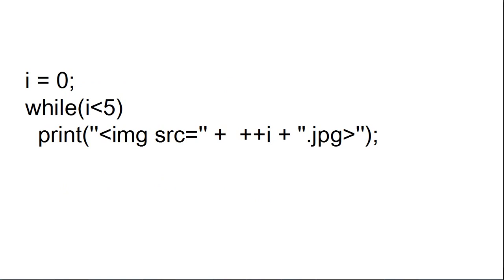And the second: i equals 0, while i is less than 5, print img src equals, that's all in apostrophes so far, plus i plus, and now in apostrophes, dot jpg, and a bigger sign.